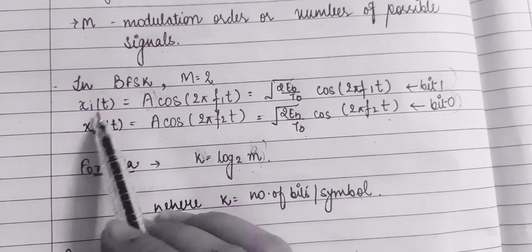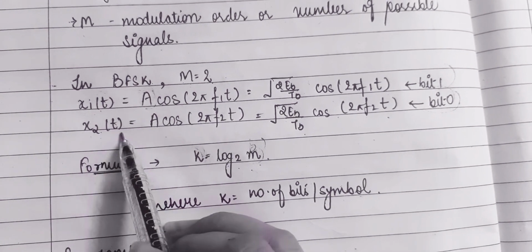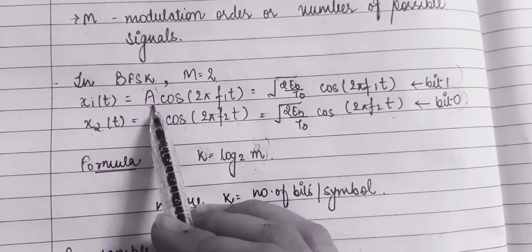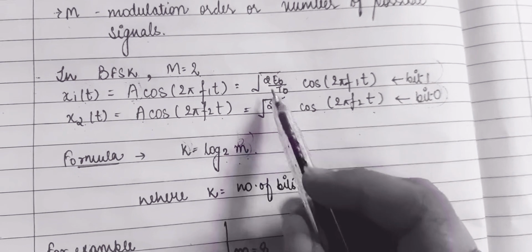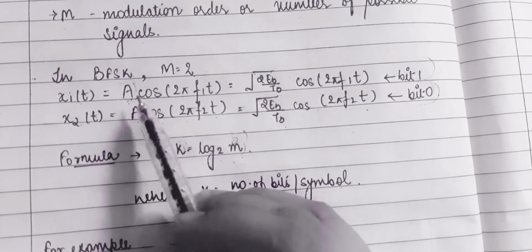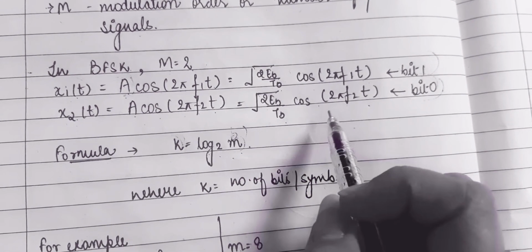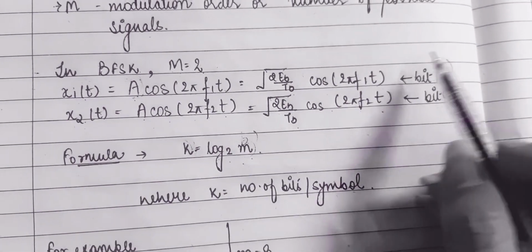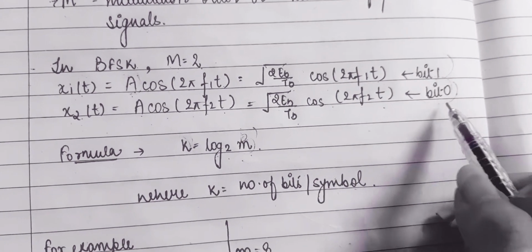So first is x1(t), that is equal to A cos 2 pi f1 t. Similarly, x2(t) is equal to A cos 2 pi f2 t. If I want to represent this amplitude in terms of energy per bit, we can represent it as root of 2Eb upon Tb cos 2 pi f1 t for x1(t), and for x2(t) it will be root of 2Eb upon Tb cos 2 pi f2 t. Here x1(t) will represent bit 1 and x2(t) will represent bit 0.